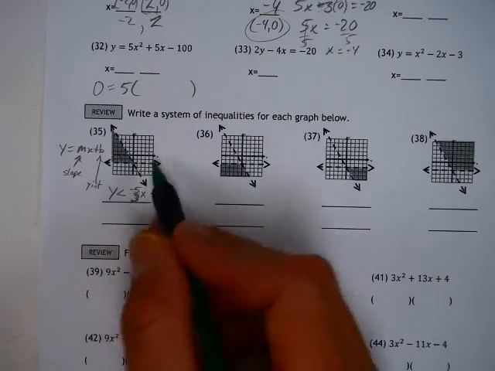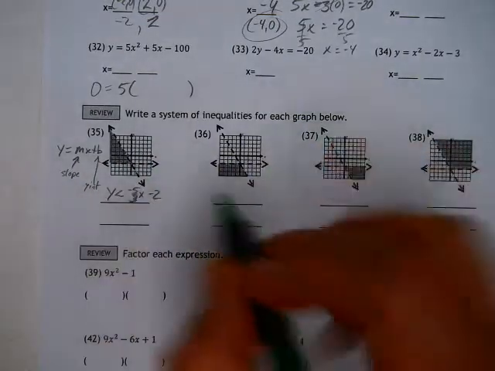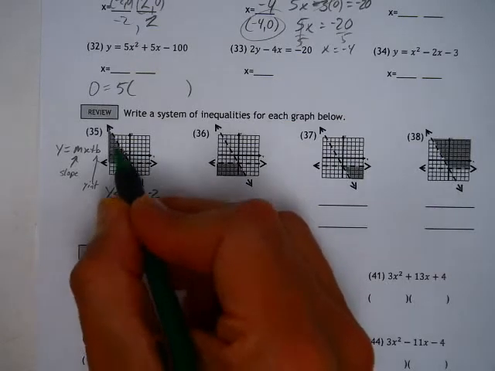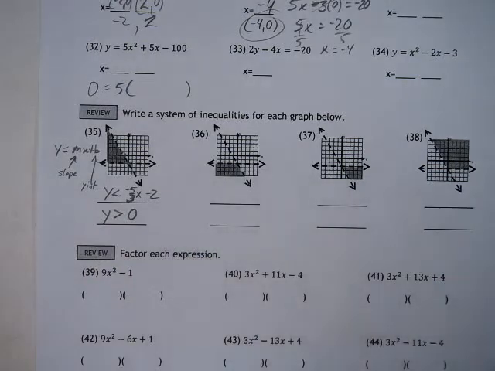The other line is much easier to come up with in terms of the equation. It crosses the y-axis at -2, but the slope is 0. So you have y, you have 0, but it's shaded above this line. So when you talk about above on the y-axis, y is greater than 0.